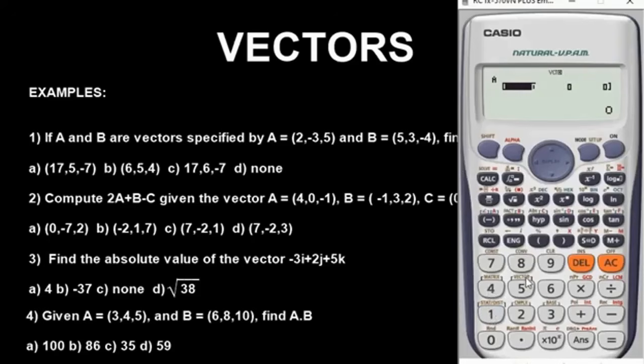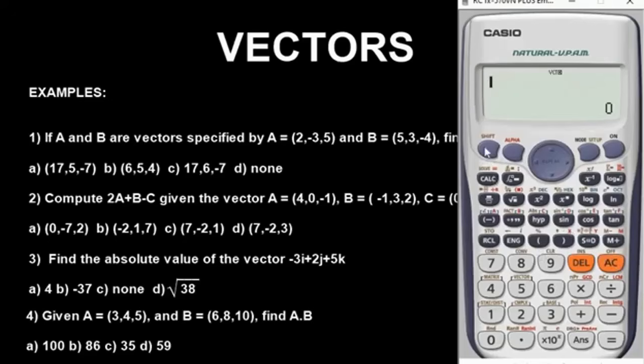So we have 2, -3 and 5. Note that as you are entering the values, they are being stored in the calculator automatically. So what we will do now is wipe out these values, knowing that they are already stored in the calculator, so we can input the values for vector B.